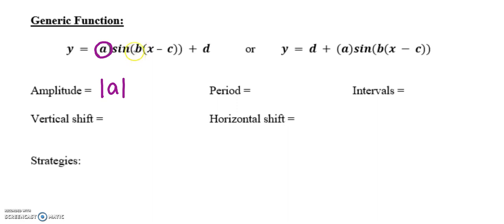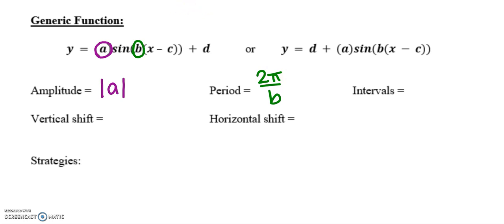Well, if I throw in this b value, now I'm throwing in a multiplication inside the function. Anything that happens inside the function actually means it's the opposite, the inverse. So instead of multiplying by b, I know I need to divide by b, back from transformations. So I'm going to say that the period of any sine wave is 2 pi divided by b. And we'll look at this more as we get more in depth with these.